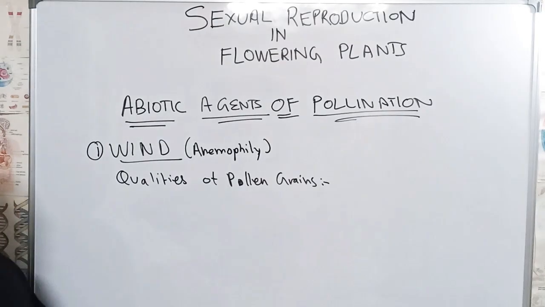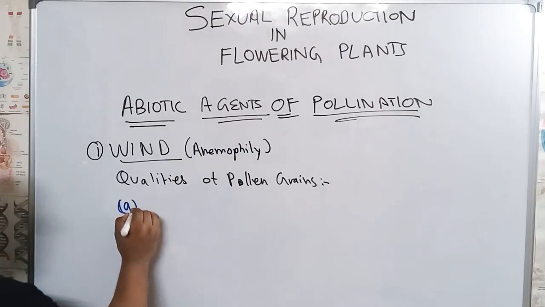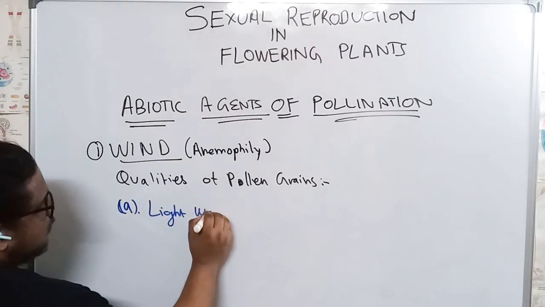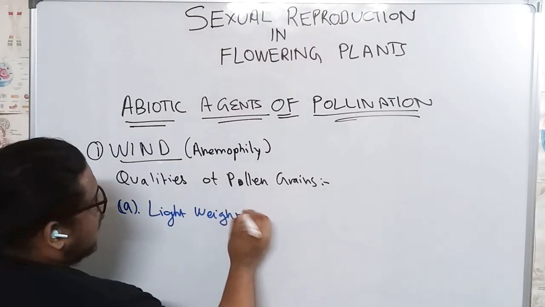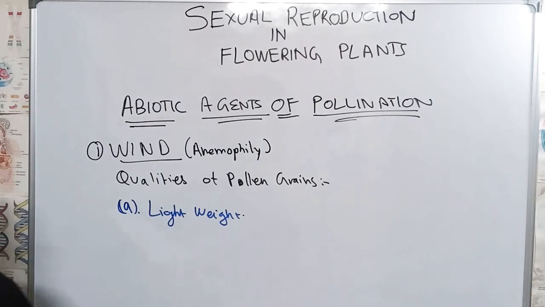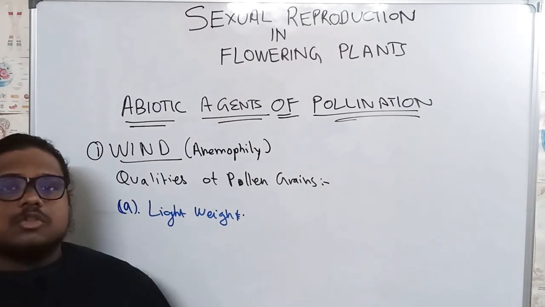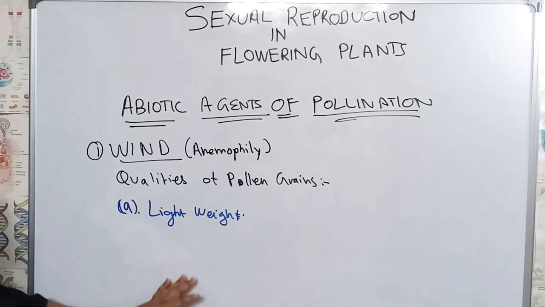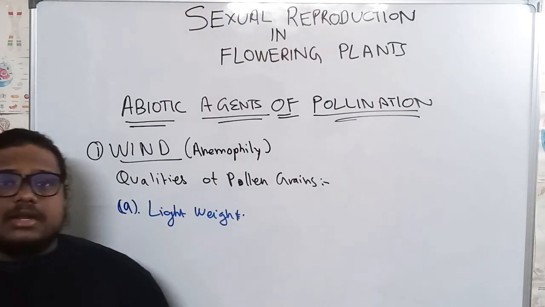What are these features? These features or qualities of the pollen grains are: number one, they are lightweight. Obviously, if they are not lightweight, they will be heavy. Then how will they fly in the air? So that is why the pollen grains have to be very light in weight.